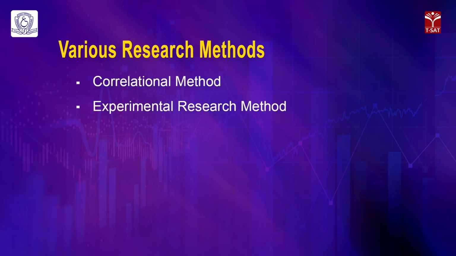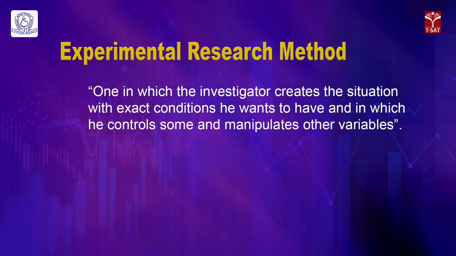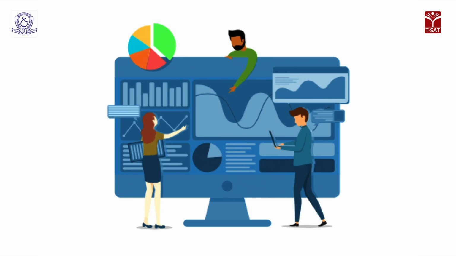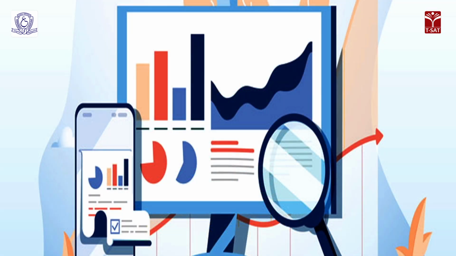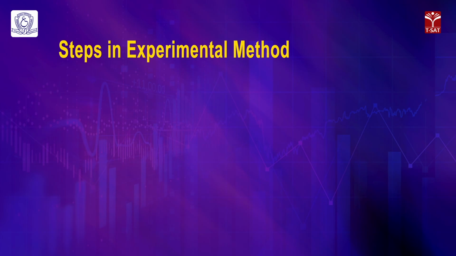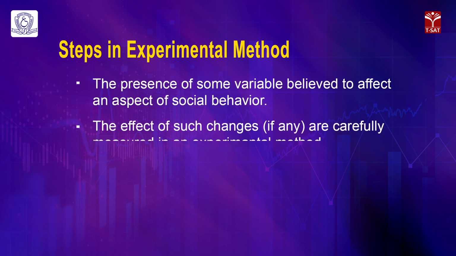Now, let's discuss the experimental research method. According to TSAT and TSAT, experiments are ones in which the investigator creates the situation with the exact conditions he wants to have and in which he controls some and manipulates the other variables. An experiment is one of the most powerful techniques for studying variables under controlled conditions. In its basic form, the experimental method involves two key steps. 1. The presence of some variable believed to affect an aspect of social behavior. 2. The effect of such changes, if any, are carefully measured.